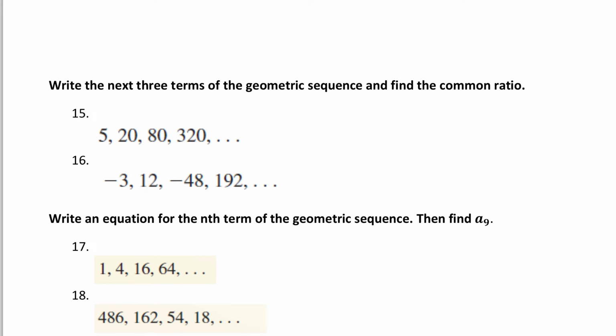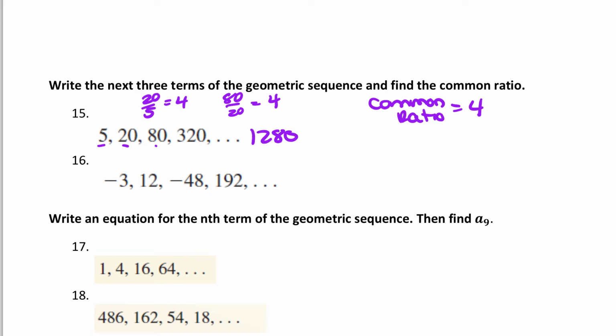Question 15 says, what are the next three terms of the geometric sequence and find the common ratio? So for our common ratio, we would take this divided by that. So 20 divided by 5 is 4. 80 divided by 20 is 4. So our common ratio is 4. Then we're going to take that 320 and multiply it by 4. So we get 1280. Then take that number and multiply it by 4. We get 5120. And then multiply that number by 4, and we get 20480.